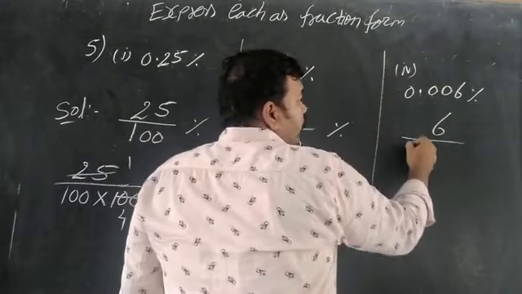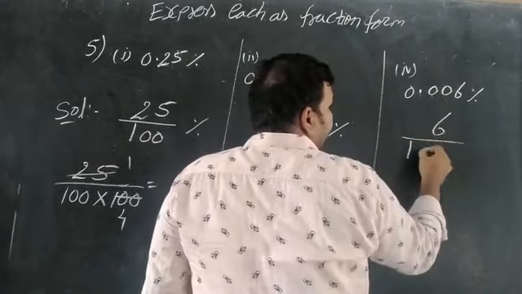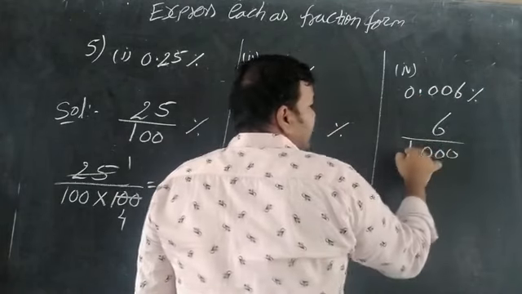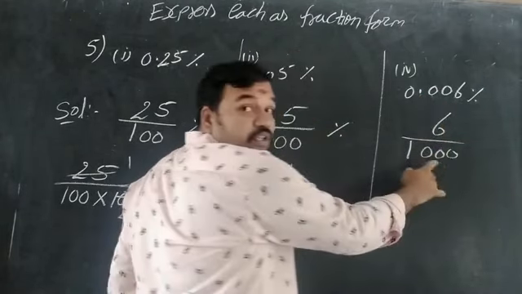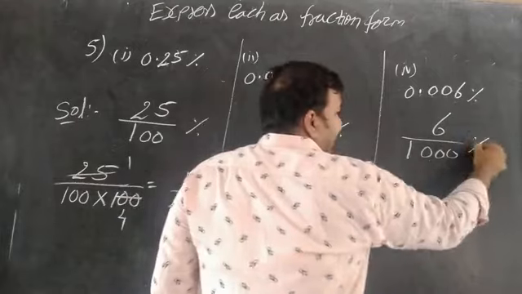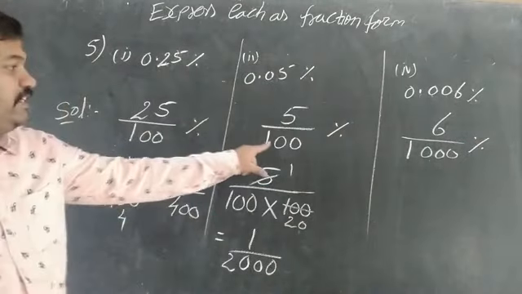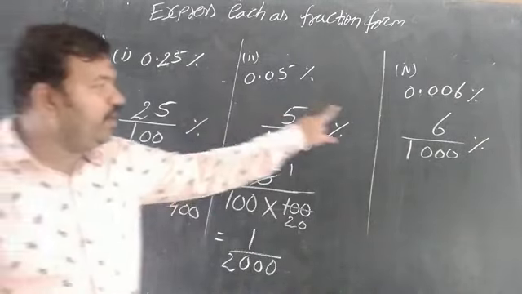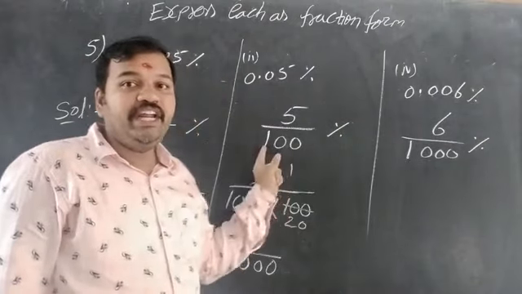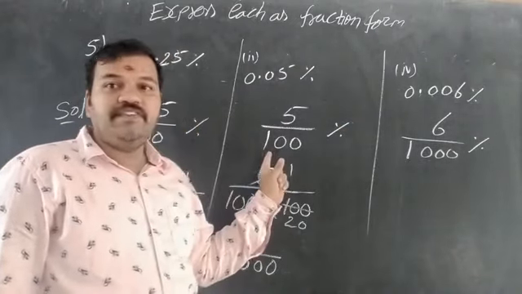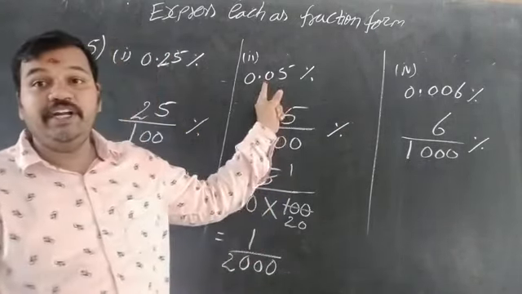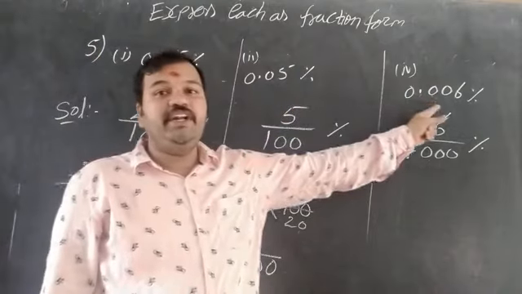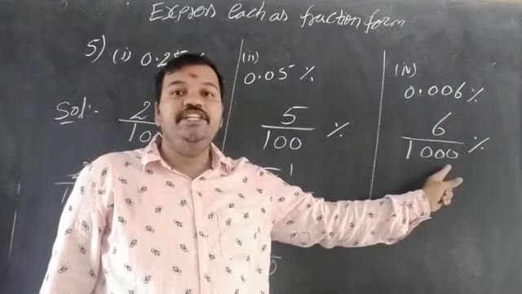6 by, see this one, 1 2 3, the point changes as 1 and there are 3 digits, so 3 zeros, and the percentage. See here once this comparison of these two sums. Here we got 100, here we got 1000. Why here 100 and why here 1000? Because here 100 is for the decimal point after 2 digits, and here the decimal point is after 3 digits. That's why 3 zeros are there.